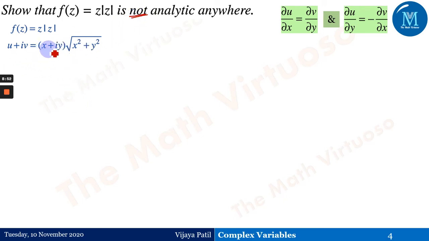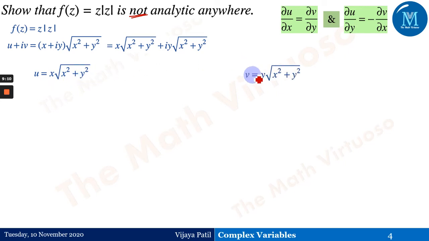So u plus iv is x plus iy, because z, and mod of z we know is the square root of x square plus y square, and therefore it is x into square root of x square plus y square. We are just multiplying each and every term with the function over here. So u is equal to x into square root of x square plus y square, v is y into square root of x square plus y square.